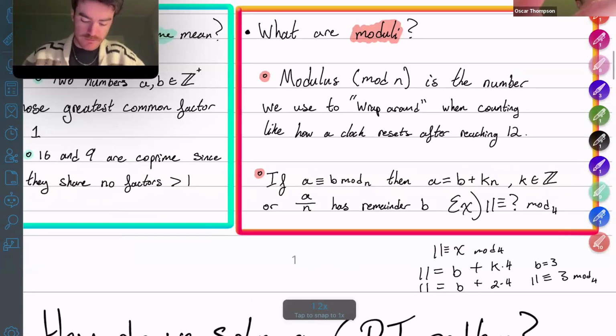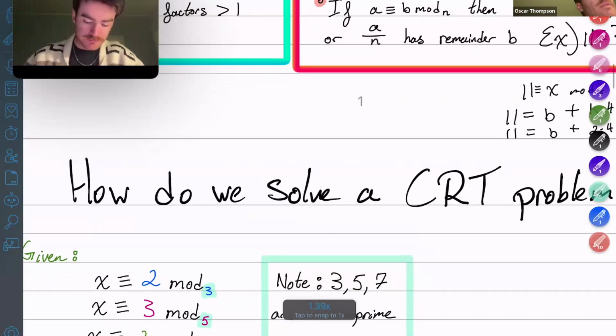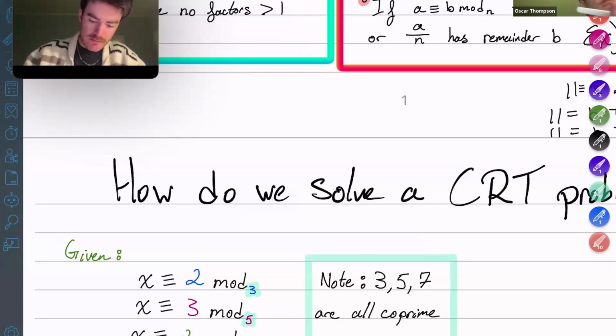Cool. So how do we solve a Chinese remainder theorem problem? Well, we are given exactly what we had above. So 1 x with several congruence equations. We have 2, 3, 2 as our remainders, and we have modulus 3, modulus 5, and modulus 7. Something to note is that 3, 5, and 7 are all coprime. This tells us that there does exist a solution.